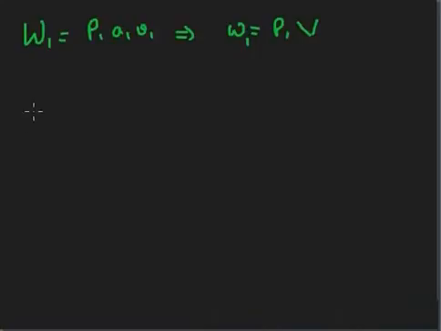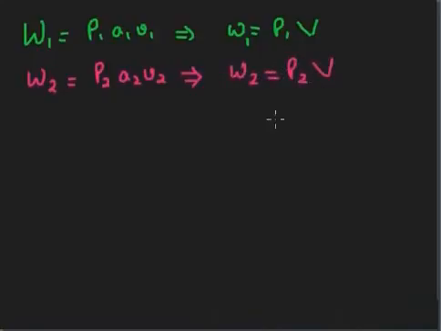In the same way, I can write the amount of work for the water which is going to exit from there, equal to P2 into A2 into V2, and A2 into V2 is the volume. So W2 is equal to P2 into V. But as we have already seen, some amount of work has to be done, so W1 is greater than W2.